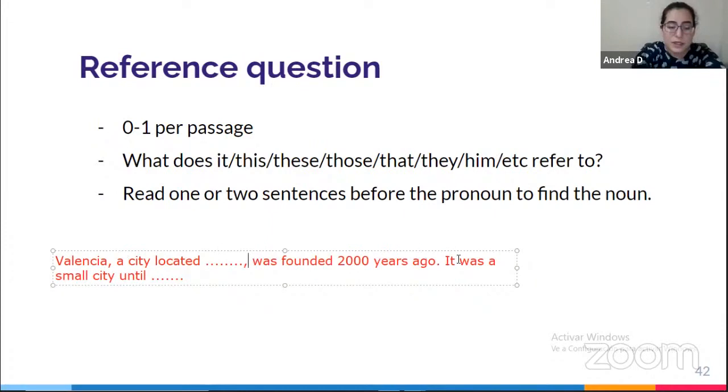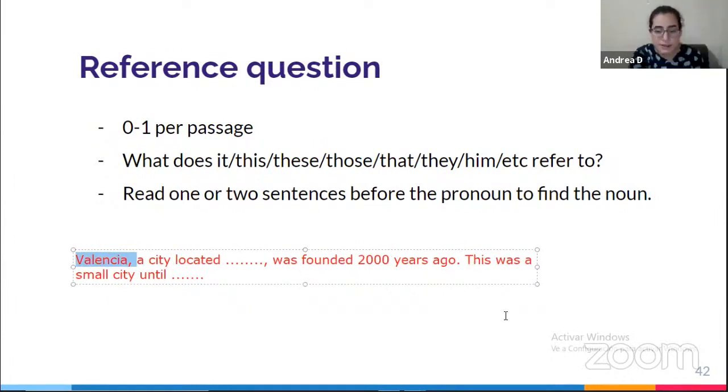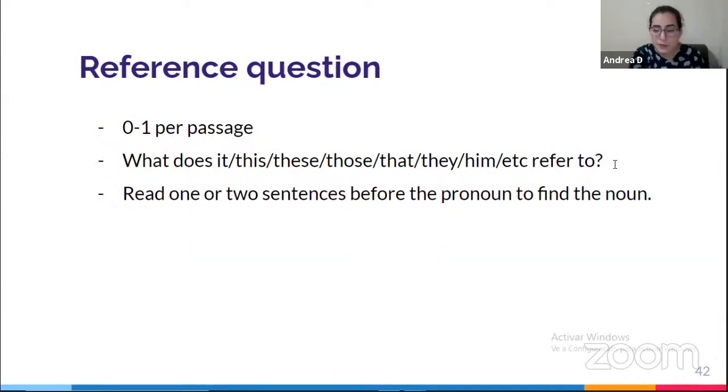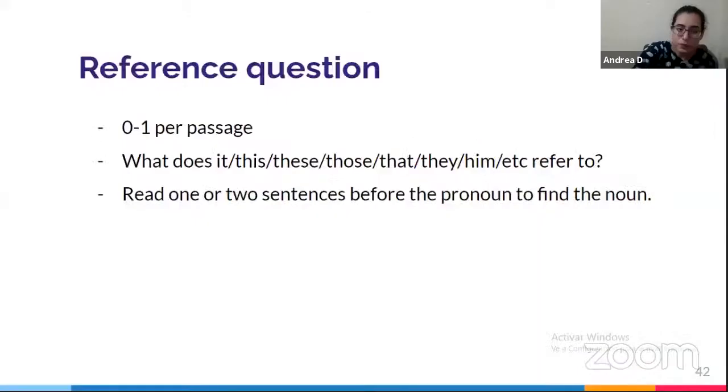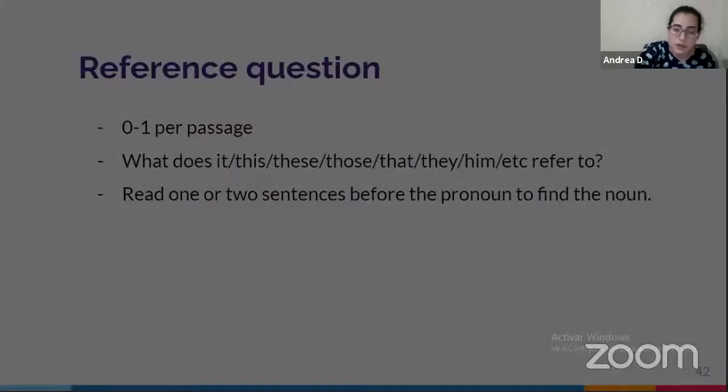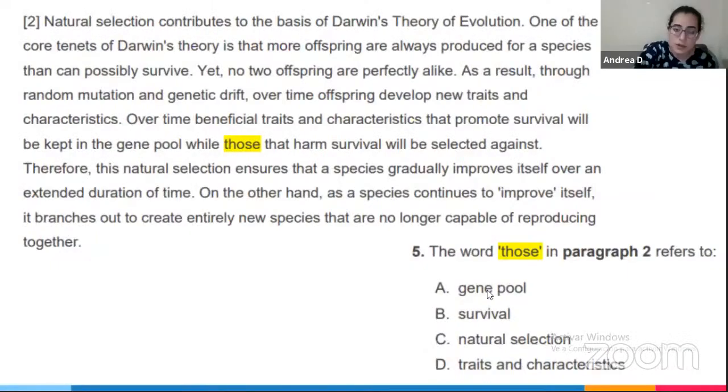Maybe you have something like this place or this was a small city. So what does this refer to? You just have to say again, Valencia. So that's pretty much it. I'm sure you're gonna do just fine with this type of question. Let's look at an example. And another thing, you don't have to read the entire paragraph. It's enough if you read the sentence where the word is, or maybe one previous sentence. If you don't find what you're looking for, you read the one before, but that's enough.